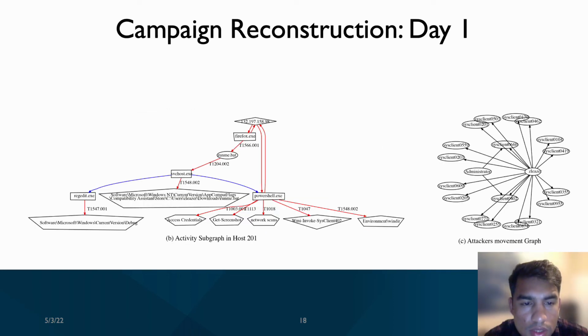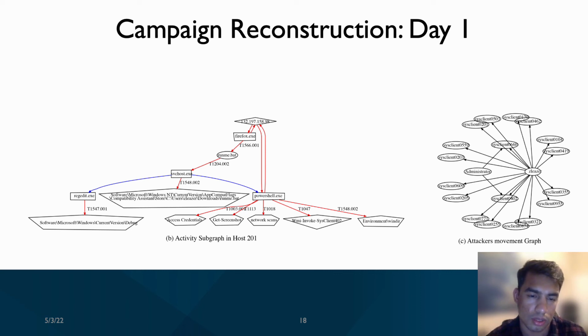The last task we tested for is the ability of SteinerLog to reconstruct the attack campaign. This slide shows part of the attack campaign constructed during day 1. It shows the subgraph extracted on host 201 on the left and the user movement on the right. We have similar subgraphs extracted on host 660 and 402 and other hosts, which we have not shown here because of the space constraint. Anyway, on host 201 we were able to more or less reconstruct the attacker's steps.